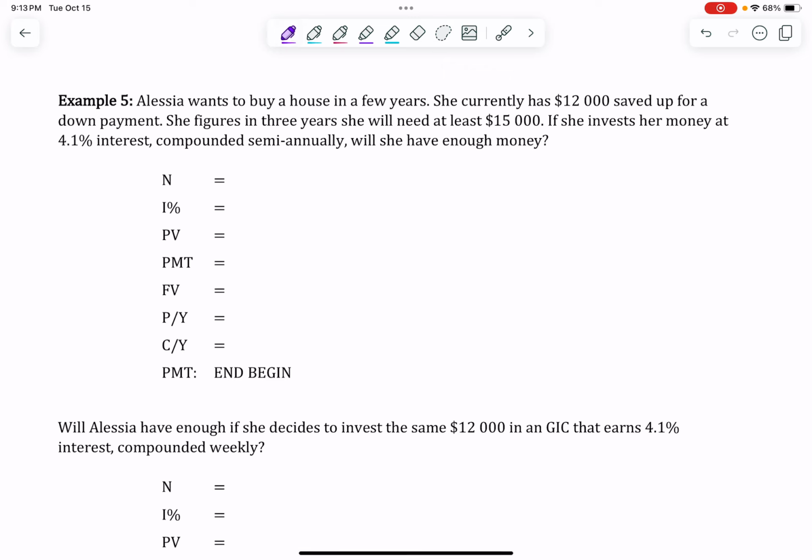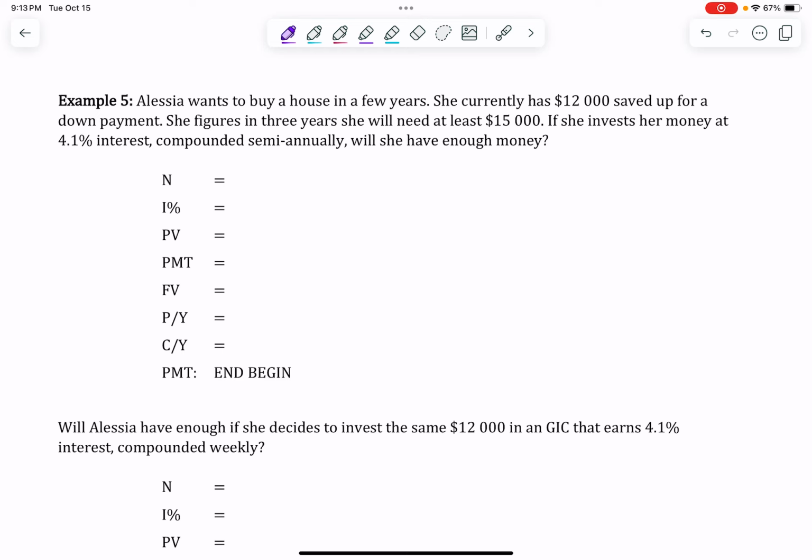Welcome back. We've got Alessia. Alessia wants to buy a house in a few years. She currently has $12,000 saved up for a down payment. She figures in 3 years she will need at least $15,000. If she invests her money at 4.1% interest, compounded semi-annually, will she have enough?